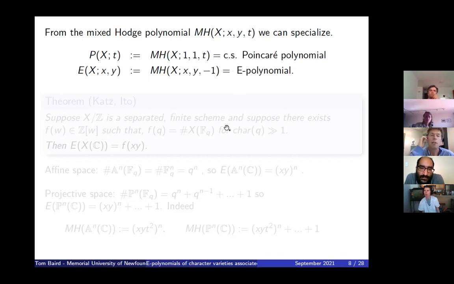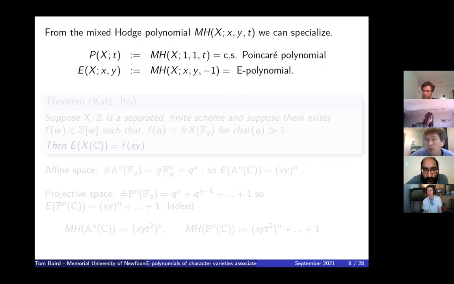Another way to specialize gives you the E polynomial. So here we leave x and y, and we set t, the cohomological degree variable, to -1. So this is a two-variable polynomial. E here stands for Euler characteristic, because if you take the Poincare polynomial and set t equal to -1, you just get the Euler characteristic that way. So you can think of the E polynomial as a refinement of the usual Euler characteristic.